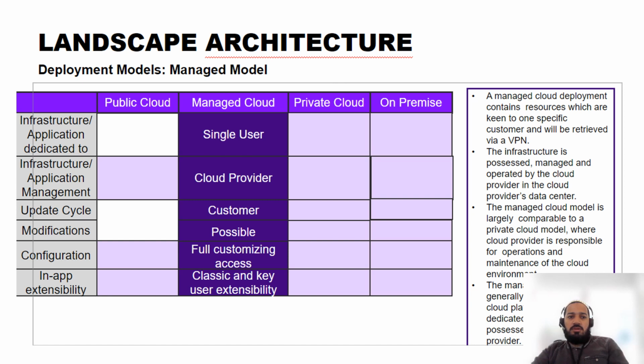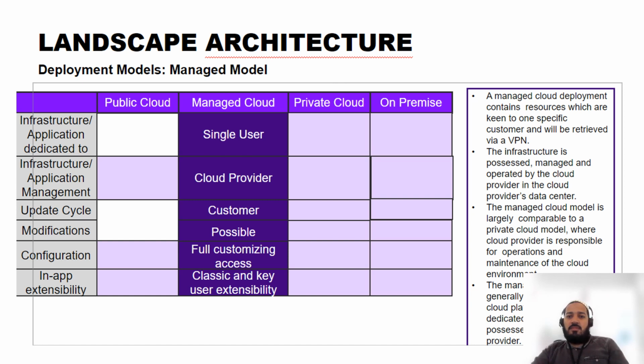Then coming to infrastructure, what is provided under the managed model. The deployment model is the managed model, and in the managed part the infrastructure and application are dedicated to a single user, for a cloud provider and customer. Update cycles are possible based on the customer requirement. Modification is possible. Configuration has full customizing access, and in-app extensibility is classic and key user extensibility. So all these are possible in the managed cloud infrastructure part.